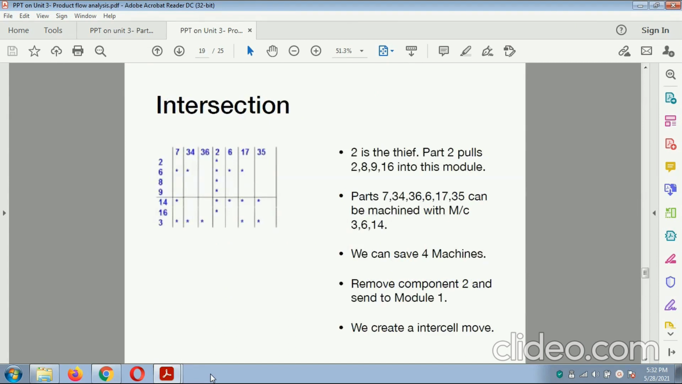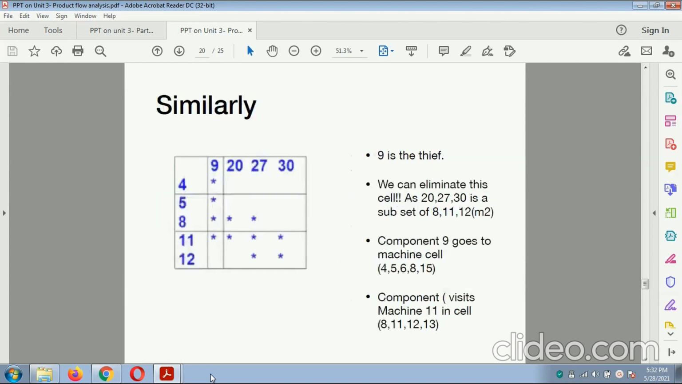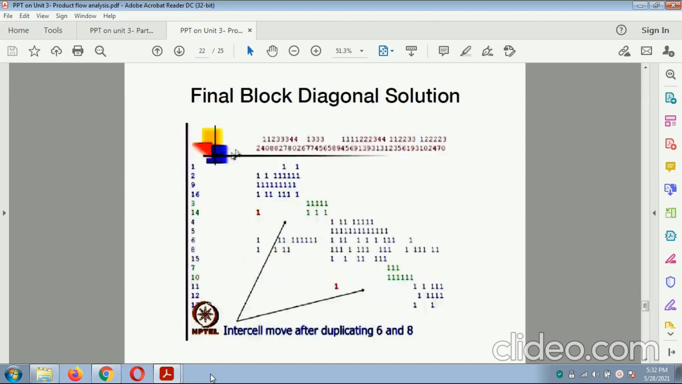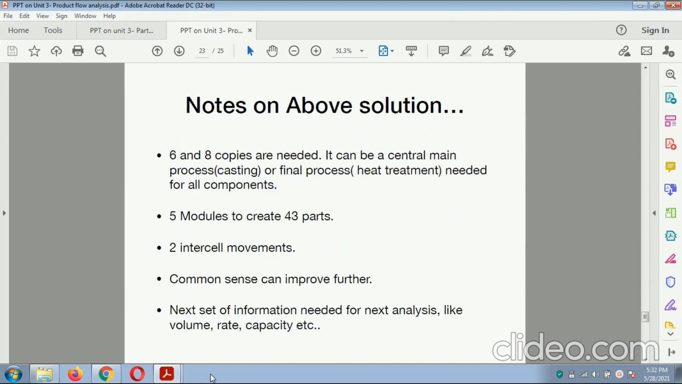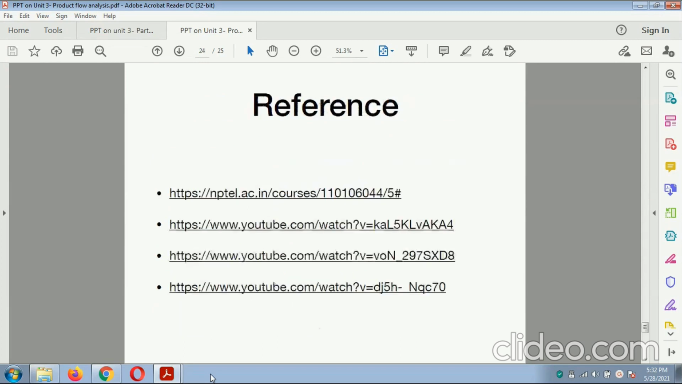Intersection is also a method of production flow analysis. In this way, the module 2, 8, 9, 16 can be operated. We save the machine, remove the component and create the intercell. So this is known as similarity. The 9 is eliminated along with 8, 20, 27 and 30. So this is the model analysis and block diagram. In the 6 sets, copies are needed, 5 modules are created, and 2 intercell movements are created.